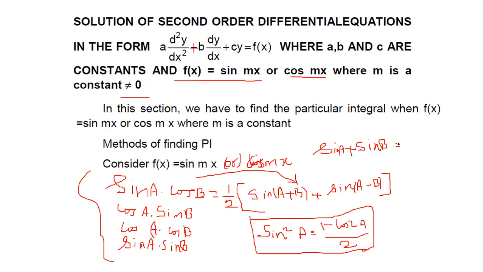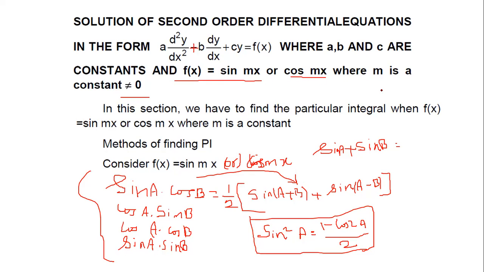Correct: 2 sin of A plus B by 2 into cos of A minus B by 2. So you have to remember all the trigonometric formulas to discuss this chapter, particularly this type.